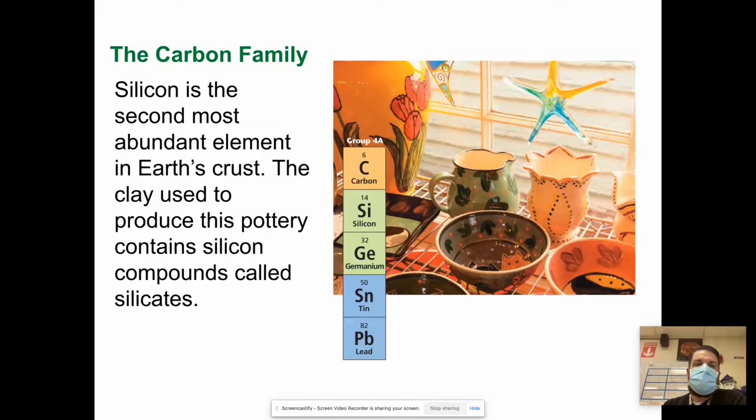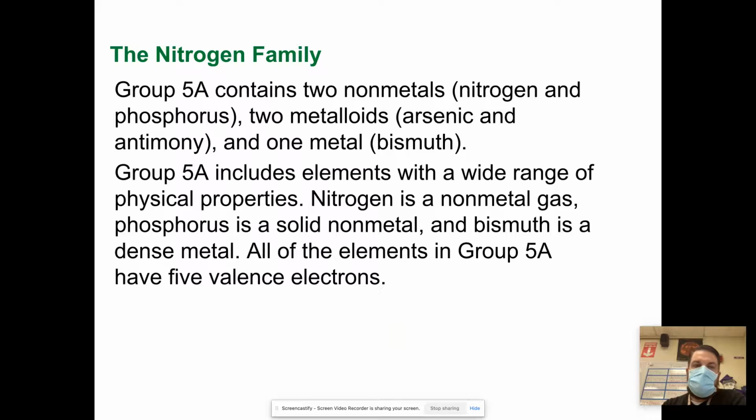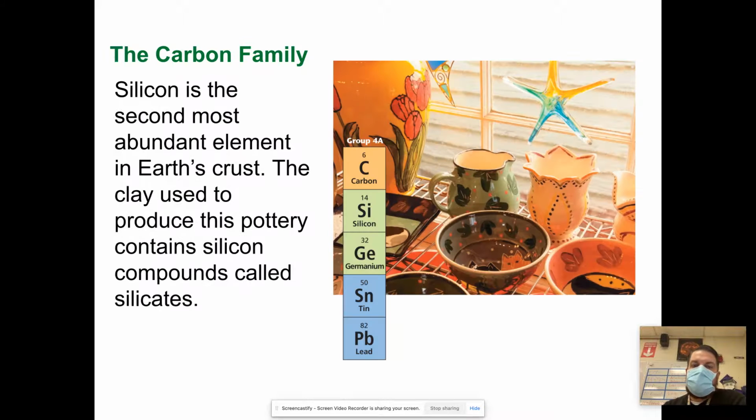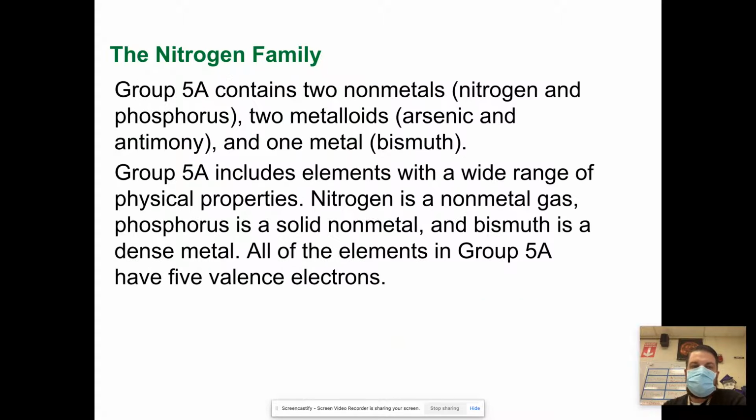Basically silicon is the second most abundant element in Earth's crust. The clay used to produce this pottery contains silicon, and anything that contains silicon is called silicones. Okay. By the way, a lot of this stuff is used in electrical things, especially silicon and lead. Lead is a little bit hazardous for human beings, but it has its properties.